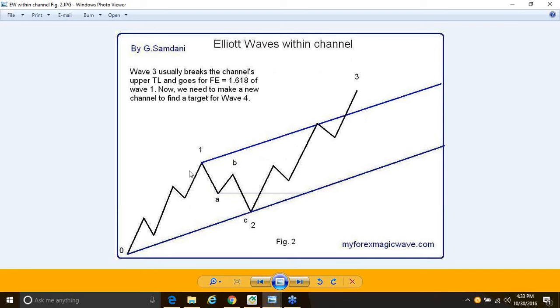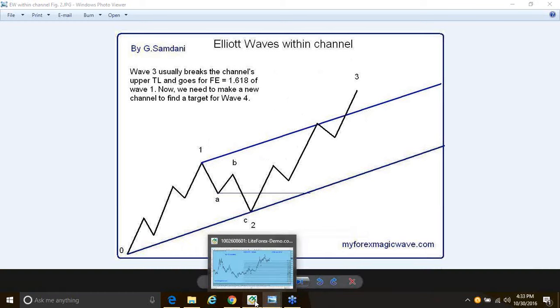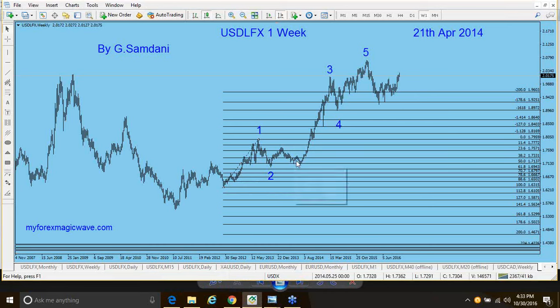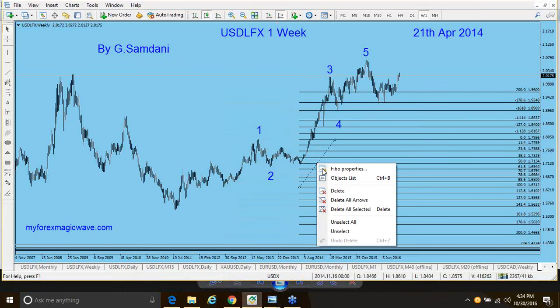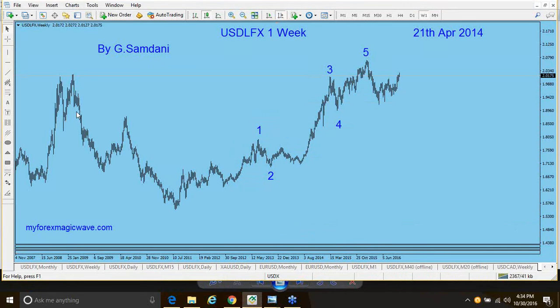1.618 of wave 1 means equal to it would be 100%, but wave 3 should be more, 0.618 more than wave 1. So how do we measure that? We measure with the Fibonacci expansion tool. So we go there, and then we see whether wave 3, from here to here, is that the case? Here's the tool. So we're going to place this.